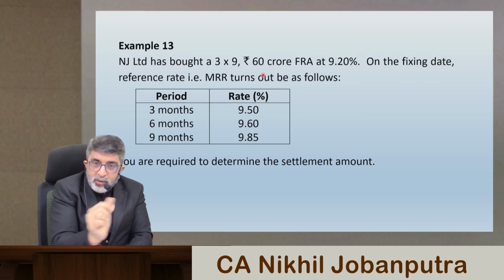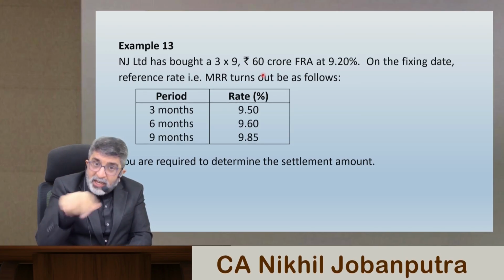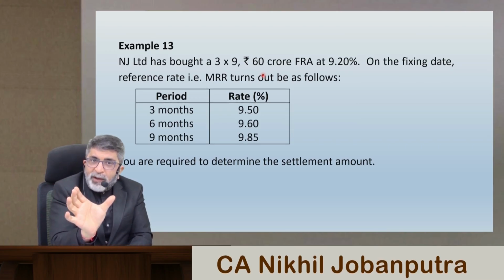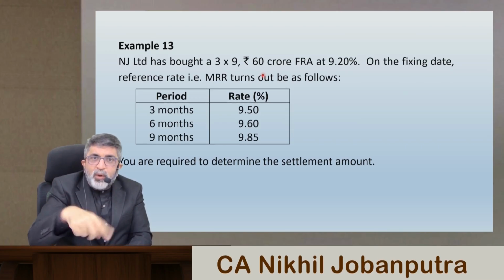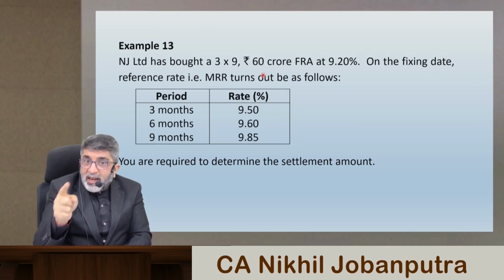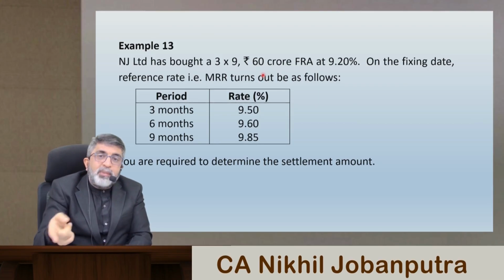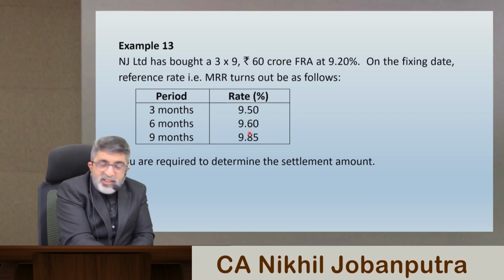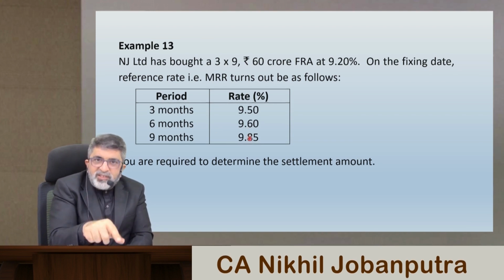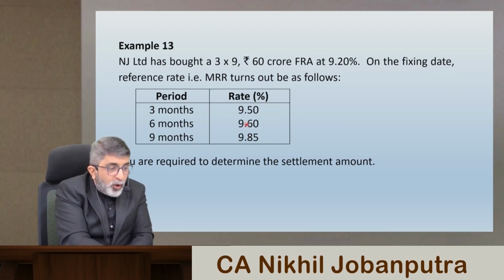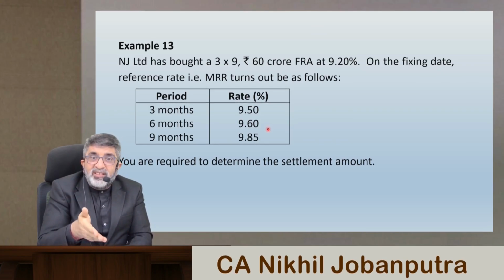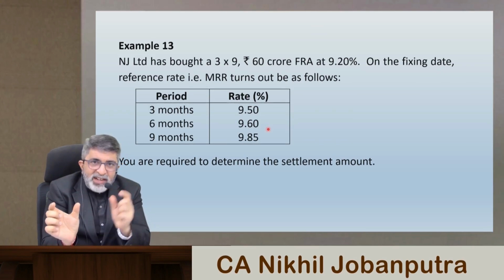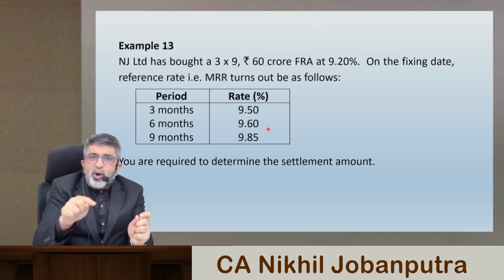So rupees 60 crore into 0.4% into 6 by 12, that will be your effective savings, but divide by 1 plus the time adjusted rate. The rate that you consider for discounting will not be the FRA rate but the market reference rate, which will be this 6-month rate. So 9.6% is per annum rate, adjusted for 6 months, that is periodic rate, will be 6 by 12, that is half of 9.6. Half of 9.6 is 4.8. So 4.8% added to 1. So the factor will become 1.048.